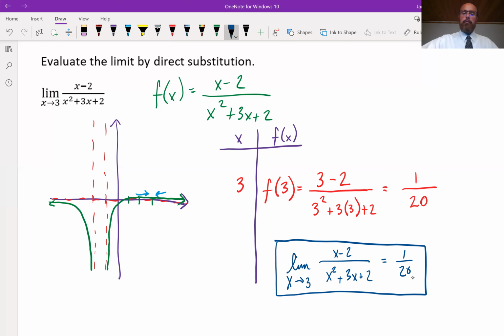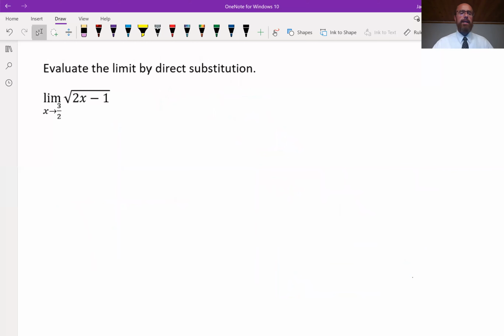So we've looked at a variety of functions. Let's take a look at a radical function. So here we've got the limit as x approaches 3/2, so the decimal 1.5, of the function square root of 2x minus 1. So I want to sketch that graph, create the coordinate plane.